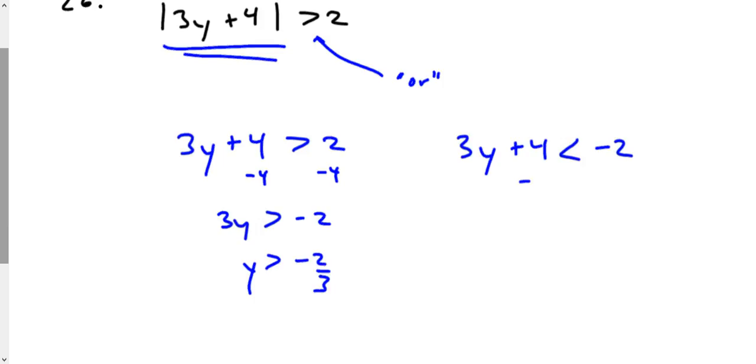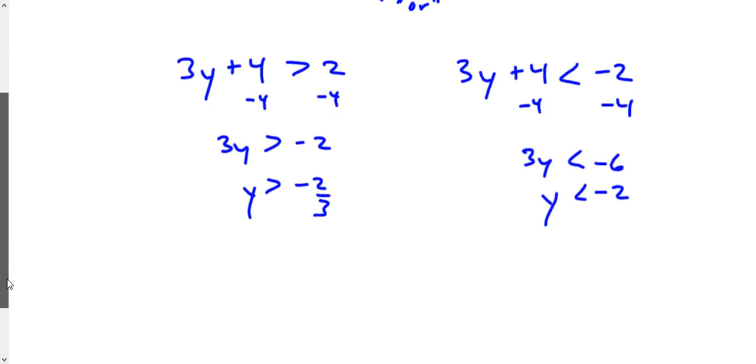Over here, I'm going to do the same thing. Subtract 4, and what we have then is going to be -6. 3y divided by 3. Once again, we're dividing by a positive, so we have to switch the signs. So we have this going to be -2. All right. Now, to verify this is an OR statement, I'm going to graph this.